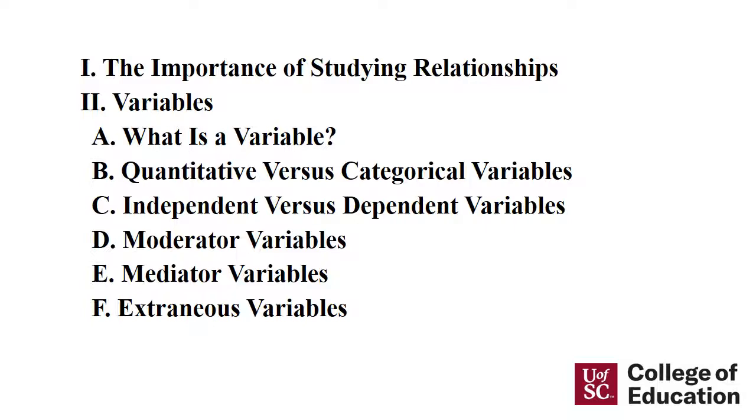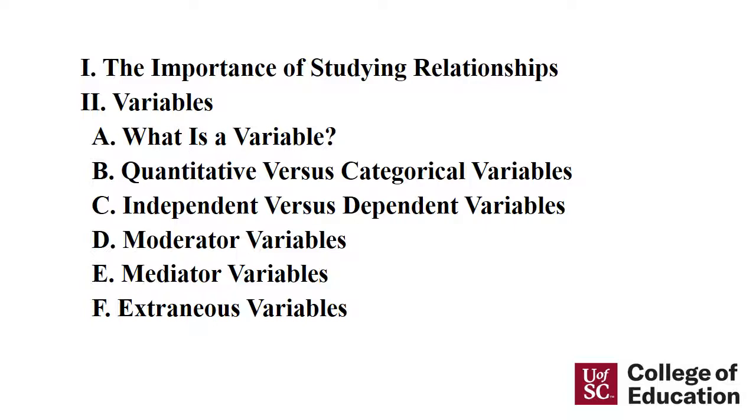2. Variables. A. What is a variable? A variable is any characteristic or quality that varies among the members of a particular group. A constant is any characteristic or quality that is the same for all members of a particular group. Several kinds of variables are studied in educational research, the most common being independent and dependent variables.